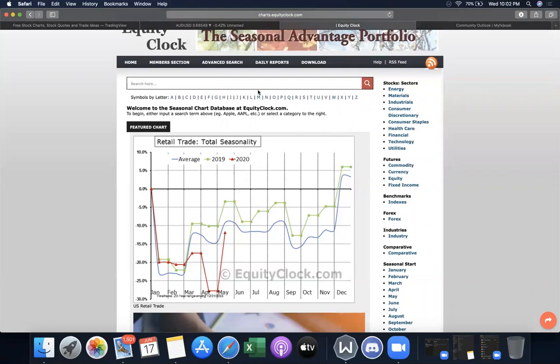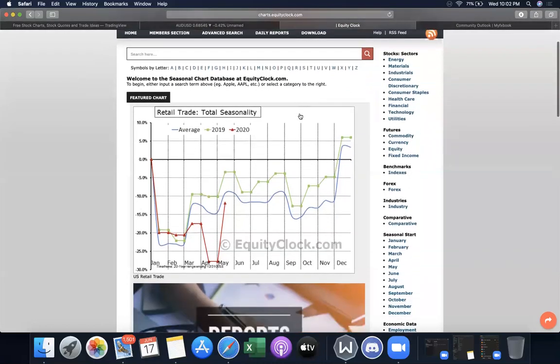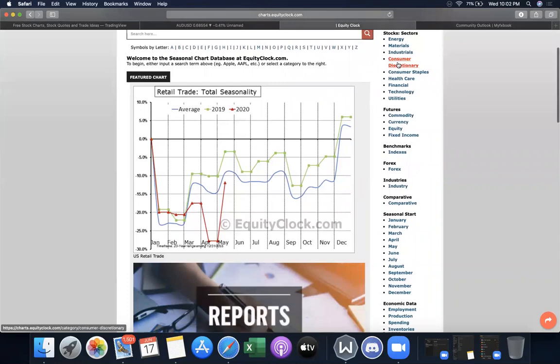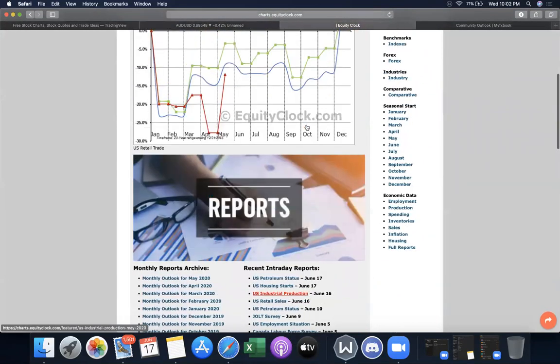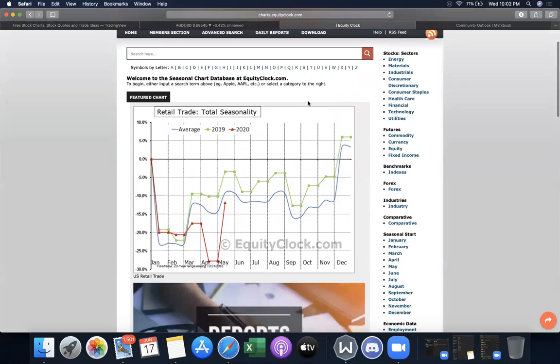You'll type in my email and password where it says login and just log in. I think it's like $50 a month or something if you wanted to get it yourself. On equityclock.com, what this is going to show us, and this is for stocks, for everything, there are all kinds of articles, all the information you need in the market. But what we're going to be looking at is the seasonality.